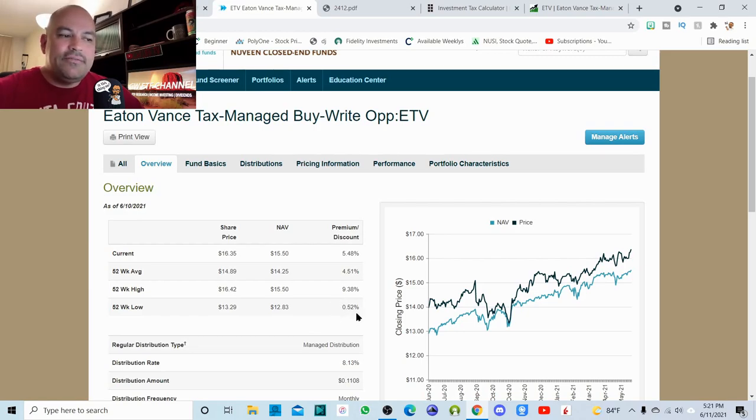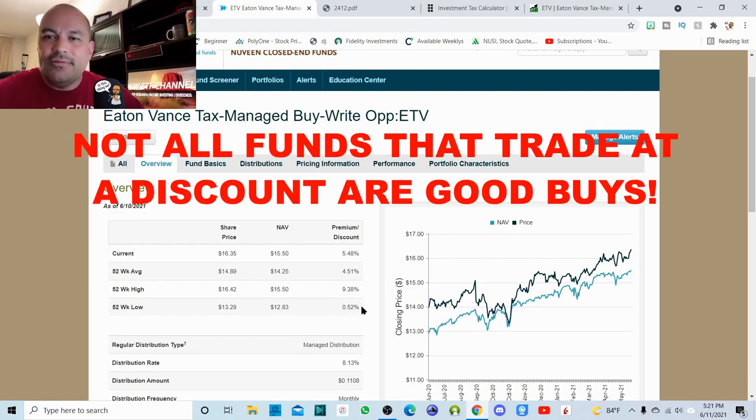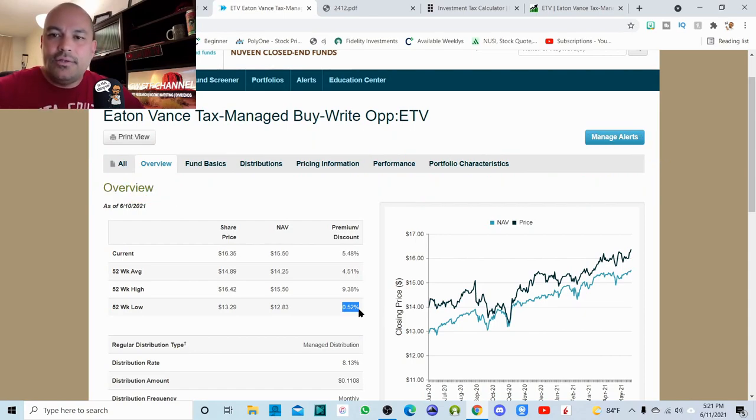It's always best, of course, to buy in cheaper, right? So you don't want to buy in when it's 9% overvalued from the assets of the fund. You'd want to buy at the average at least, or if you can get better than average, even better, right? So that is how closed-end funds pricing works.